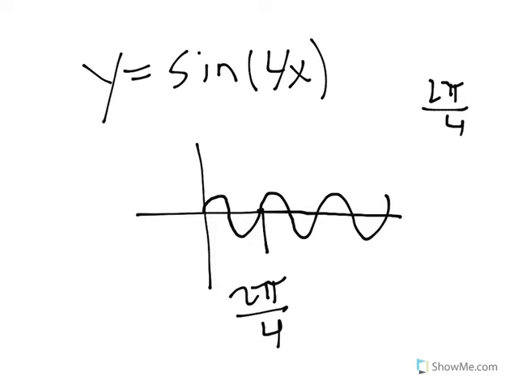Good. The next equation we're going to look at is sine of 4x. What you need to look at here is that when you multiply, it shrinks the graph. So instead of the period happening over 2 pi, it happens over 2 pi divided by 4. So this point right here where it's completed its cycle is at 2 pi divided by 4.